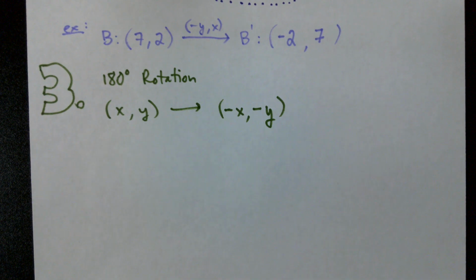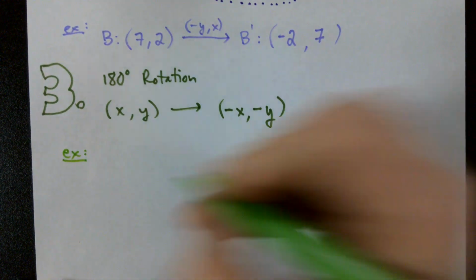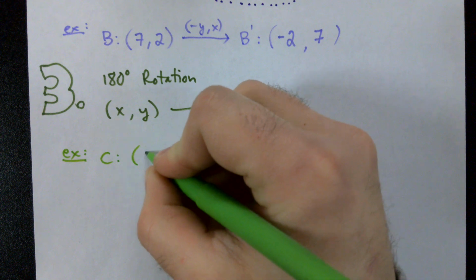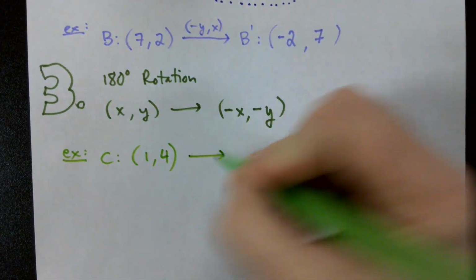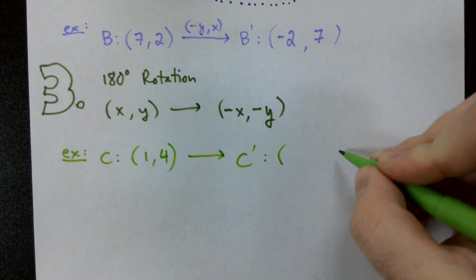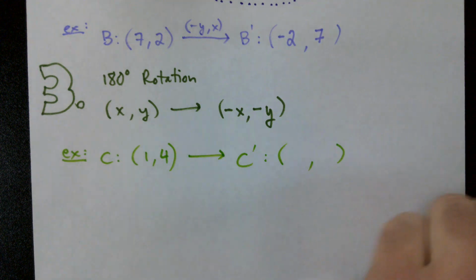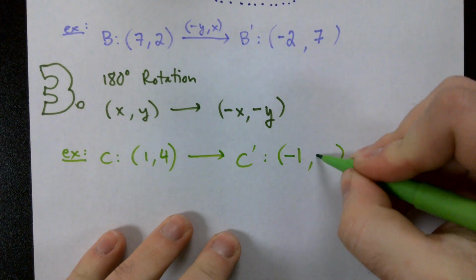So, last little piece of information here. For example, if we have point C at the coordinates of 1, 4, and we rotate point C 180 degrees, who's got those coordinates for me? Noah, go for it. Negative 1, negative 4. That's exactly right. Negative 1, negative 4.